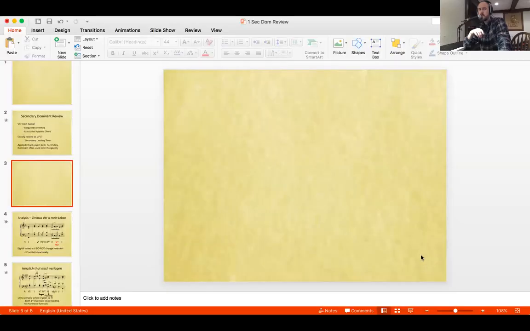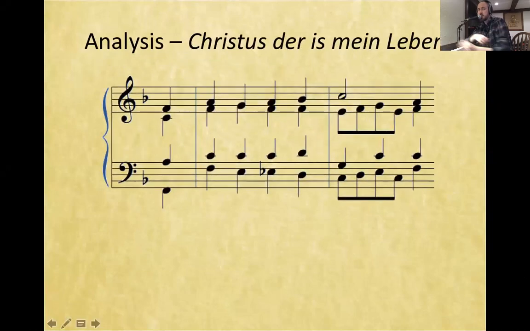All right, everybody, let's take a chance to do a little bit of secondary dominant review. We're going to take a look at just a short little chorale example here. So let's get in there. Hopefully you've had a chance to look at this already. This is Christus, der ist mein Leben, and we're just going to take a crack at looking at some of the issues in here.